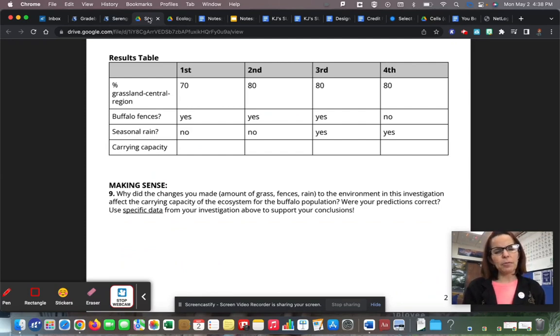I would say for this one, you would need a minimum of 3 sentences to get full credit.